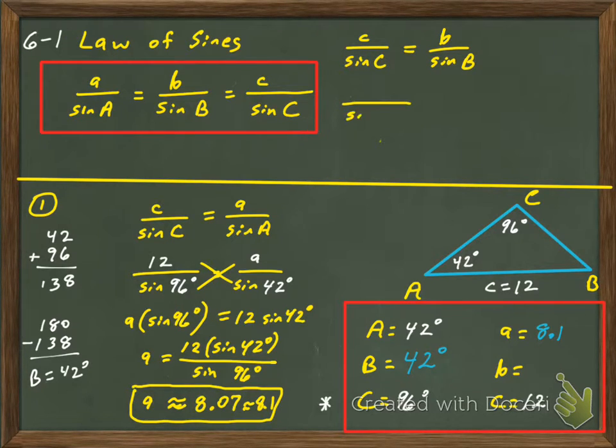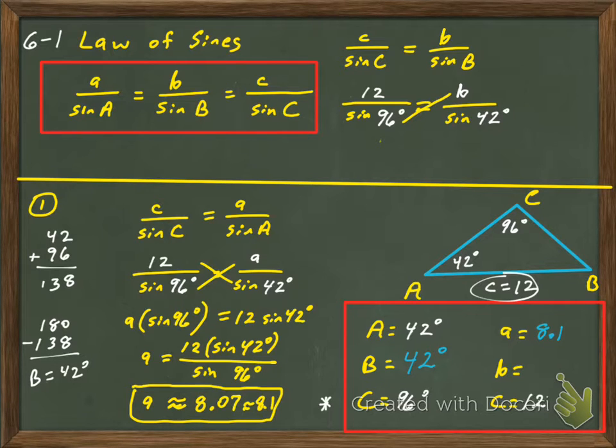Okay, we'll fill in all the information just like we did on the previous one. So what do I know? I know that side C is 12. I know that angle C is 96 degrees. I do not know side B, so I leave that as a variable. But I do know angle B now would be 42 degrees.